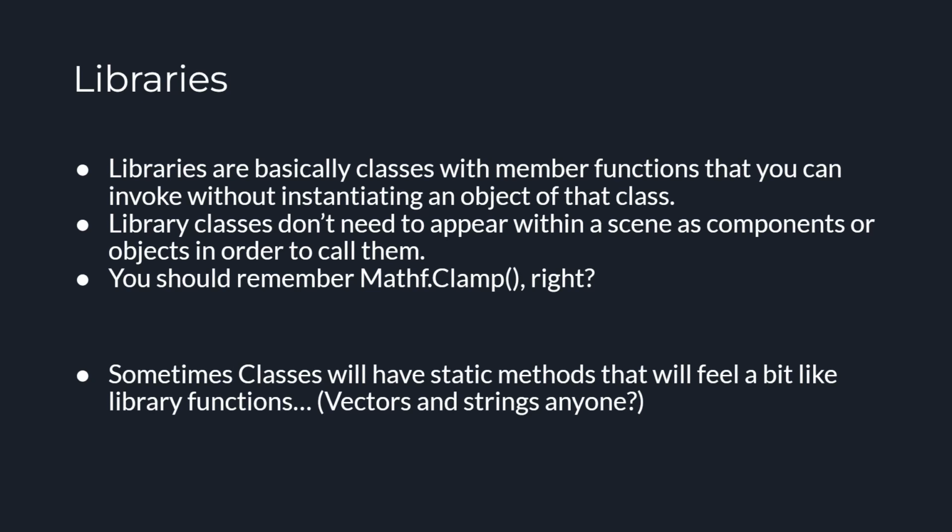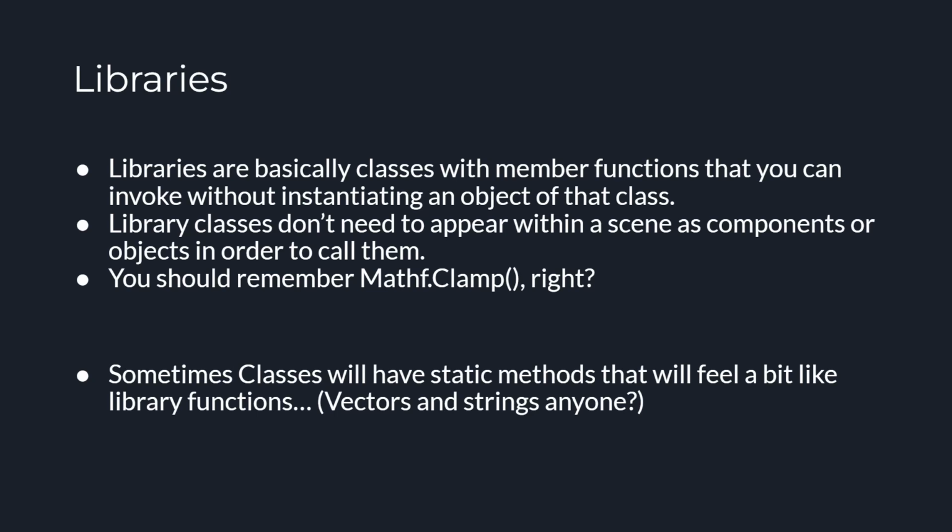So libraries are classes with member functions that you can invoke without instantiating an object of that class, right? You don't have to have a math object to actually call your math functions. You don't have to have a vector2 to actually call vector2.distance. Well, you probably do, but you're not referring to a certain instance of it. You don't have to have a random number in order to get a random number, right? We just refer to the random library or the math library because those are static classes.